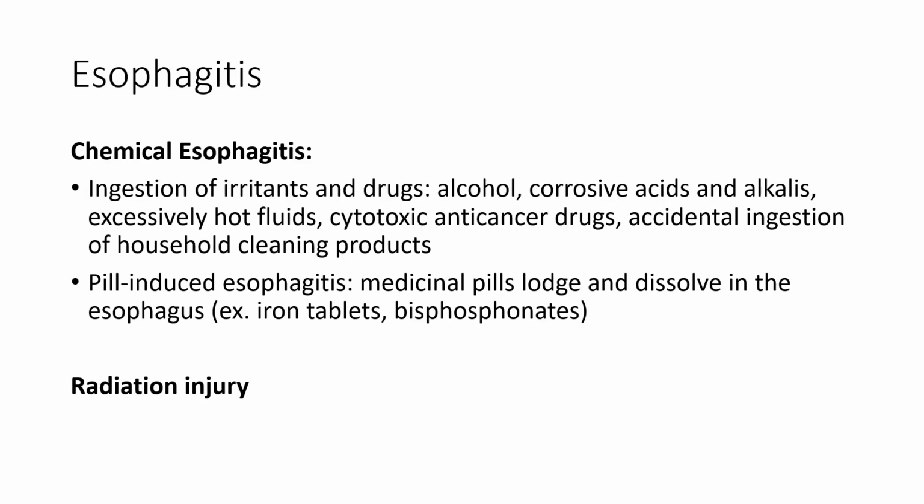We will start with chemical esophagitis, which occurs as a result of ingestion of irritants and certain drugs. Examples of irritants include alcohol, acids and alkalis, very hot fluids, household cleaning products. Examples of drugs that can cause chemical esophagitis include cytotoxic anti-cancer drugs, and some pills which cause pill-induced esophagitis. These include iron tablets and bisphosphonates. Bisphosphonates are used to treat osteoporosis. Radiation therapy can also cause esophagitis.